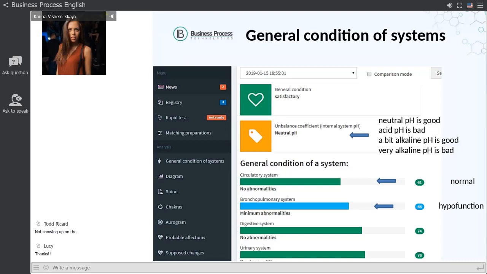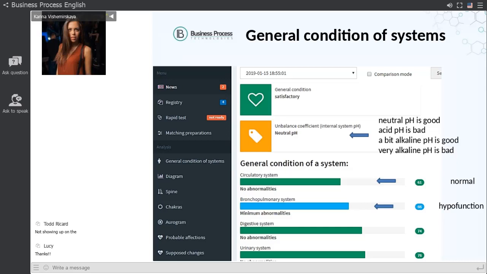Right, I have written everything already on the screen, so it's very easy to know, and I will explain you why. Neutral pH is good. Acid pH is very bad. A bit alkaline pH is also good, but if it's very alkaline, this is also bad for the body.